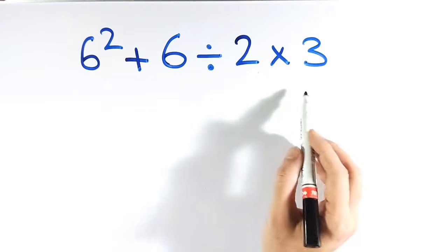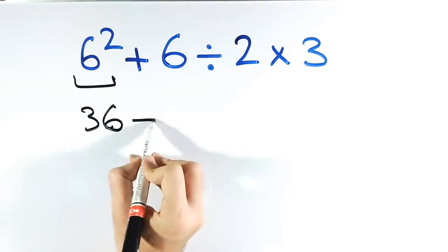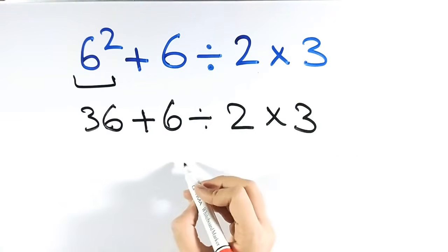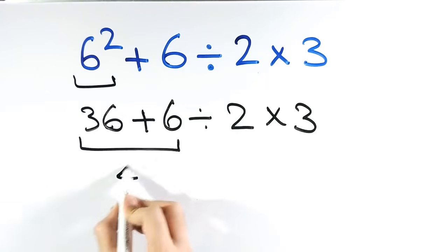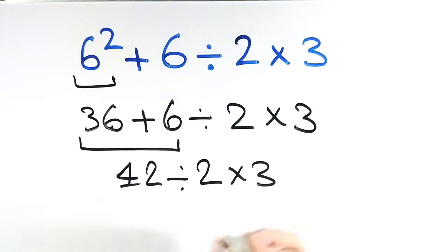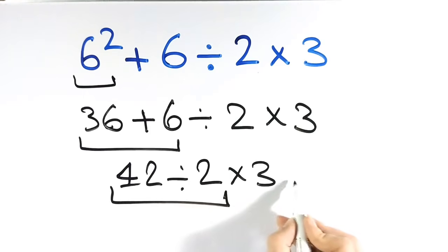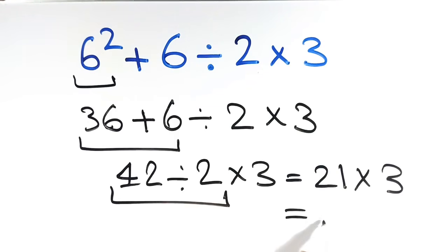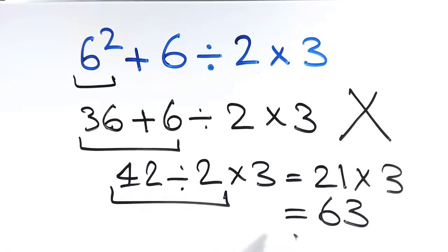Many people, when solving this question, first go for the exponent. And instead of this expression, they write 36 plus 6 divided by 2 multiplied by 3. And the next step, they go for the addition between 36 and 6 and write this expression as 42 divided by 2 multiplied by 3. And the final step, they go for the division between 42 and 2. And instead of this expression, they write 21 multiplied by 3, which finally gives them the answer 63. However, this answer is actually incorrect.